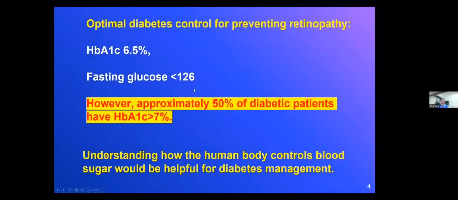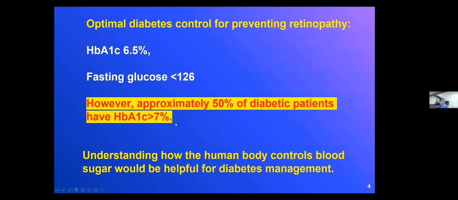Therefore, for diabetic patients, for the optimal diabetes management, to prevent the retinopathy, you want A1C to be 6.5% or fasting sugars below 126. The problem is, nearly half of the diabetic patients can't reach this goal, even 7%. It's just hard for them to do.